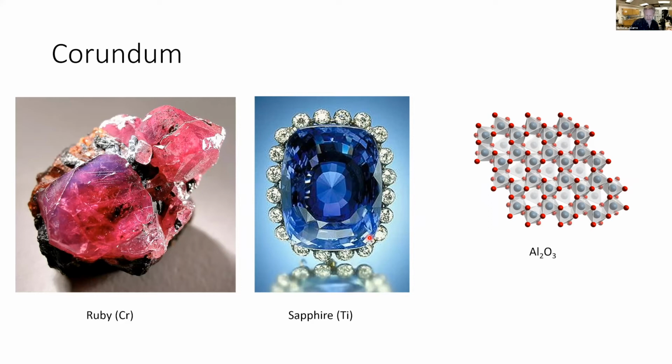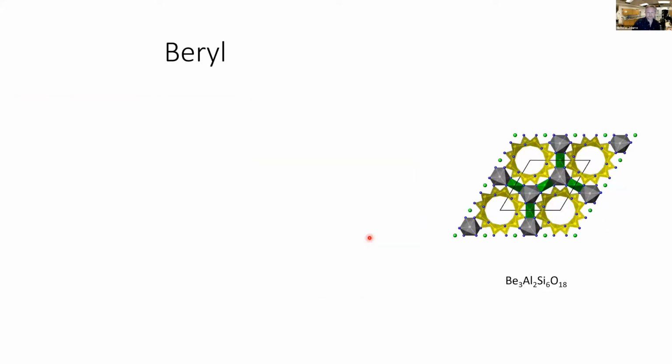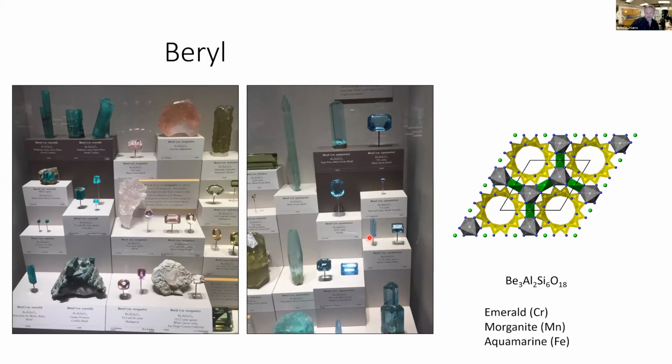I gave this class previously to a group of people who were really interested in gemstones, so I have several other examples. Here's another crystal structure, for beryl. It's beryllium, aluminum, silicon, and oxygen. There are several different varieties of gemstones based on this crystal structure with just different kinds of impurities. If you have chromium impurities, you get green emeralds. If it's manganese, you get a kind of brownish color, like right here. And if you put in iron impurities, it gets this beautiful turquoise, bluish sea color: aquamarine.